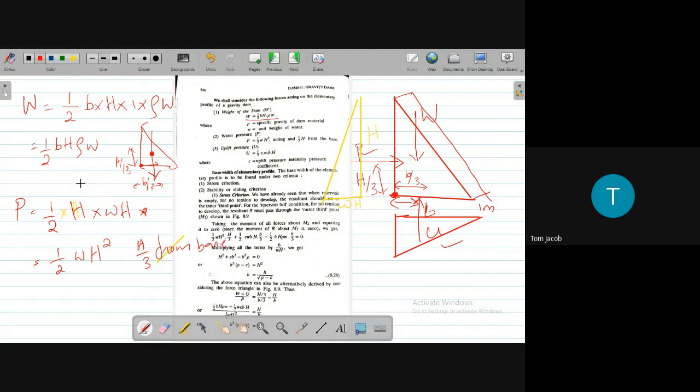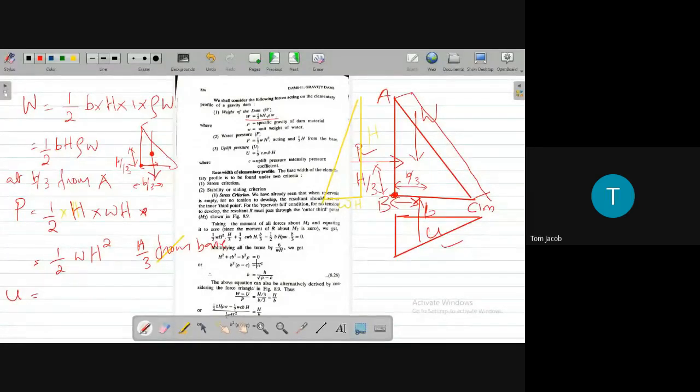And the self weight is acting at B by 3 from A, letting this be A, B, C. And now the third force is the uplift force diagram, that is U.